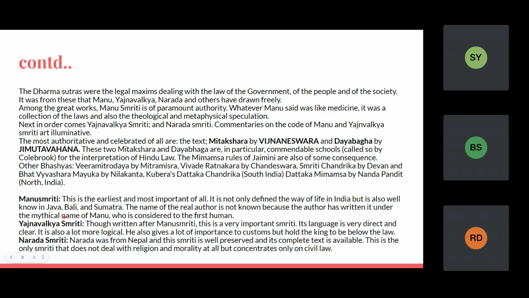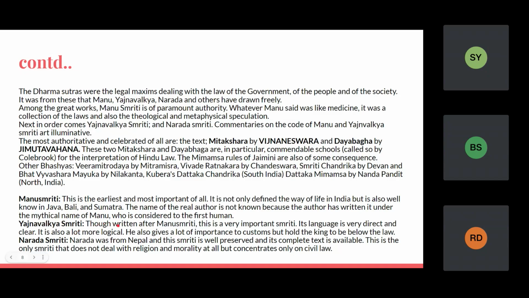Let us come to Manusmriti. This is the earliest and the most important of all. It does not only define the way of life of the Hindus in India, but is also well known in Java, Bali, and Sumatra. Wheresoever Hinduism spread, it spoke about them. The name of the real author is not known, but we call him Manu. The author has written it under the mythical name of Manu, who is considered to be the first human, the first person.